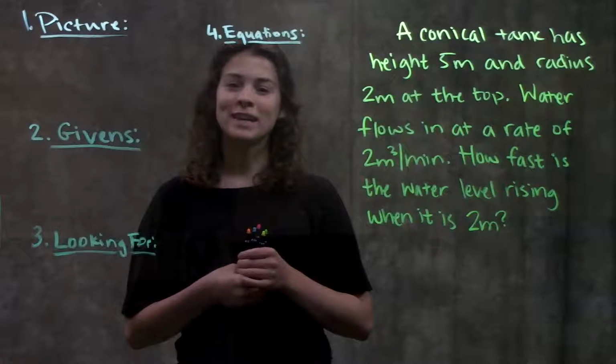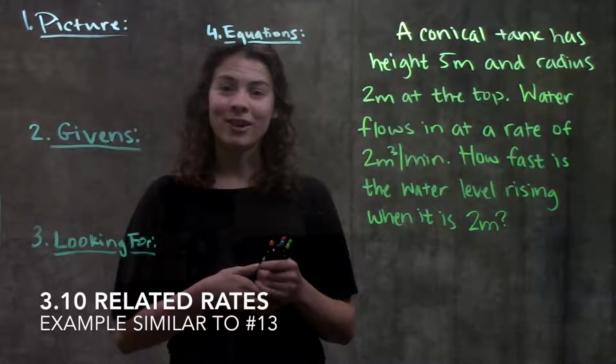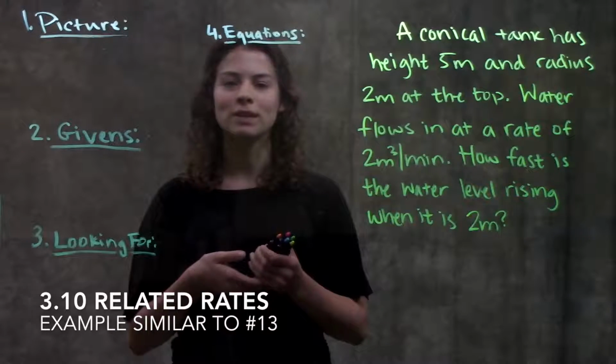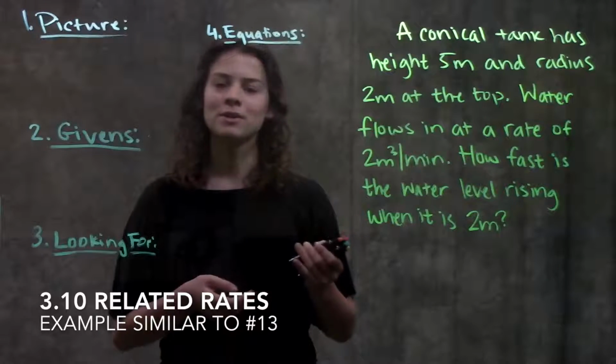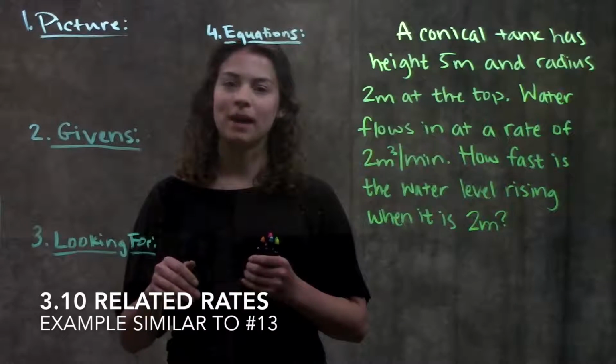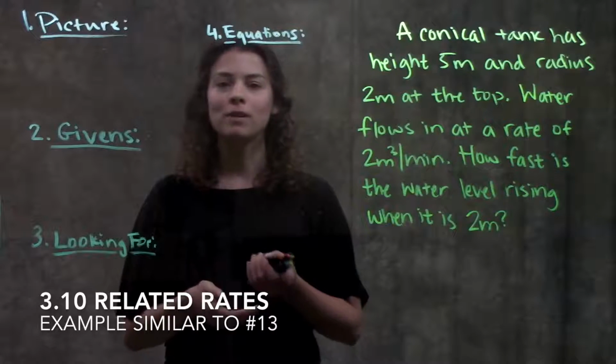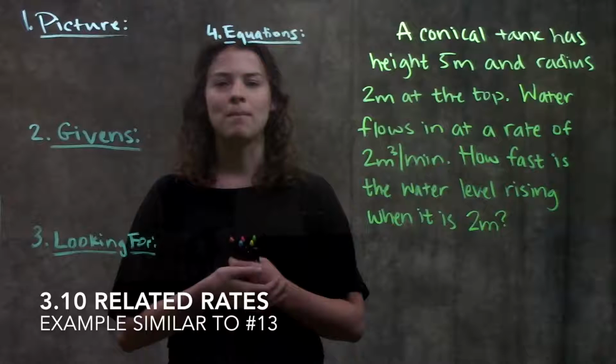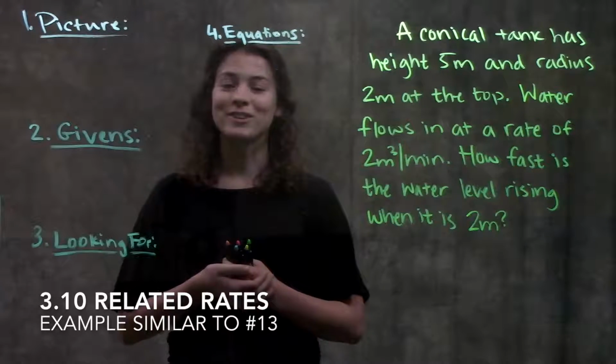This is section 3.10, related rates. This section is all about word problems, and I think what's really hard about word problems is that each problem seems really different from the last one. But as we go through this example, we're going to go through a step-by-step guide of how to approach this problem, and hopefully by the end of this video, you have a better idea of how to start these problems and a better process of how to go through them. So let's go through this example.